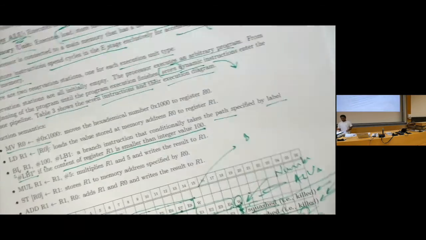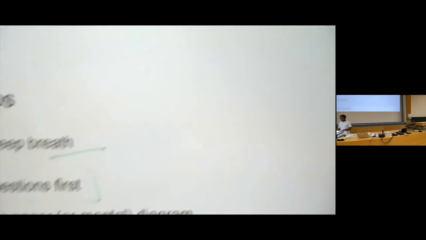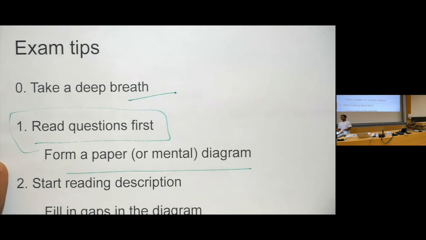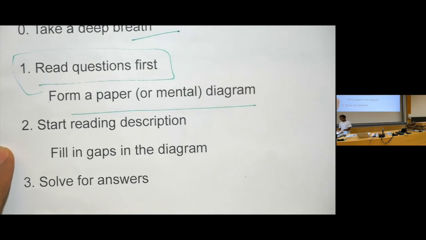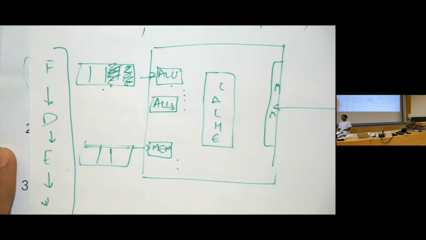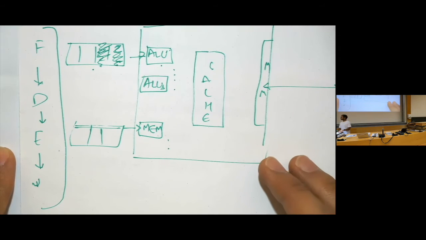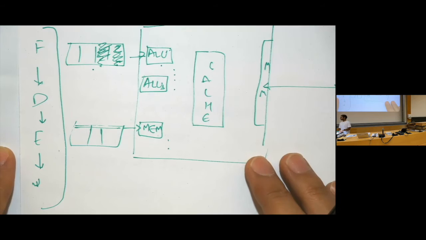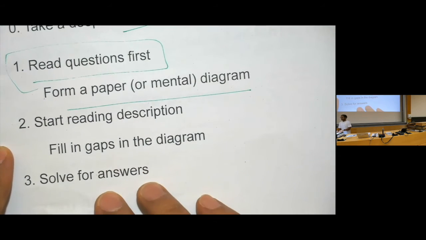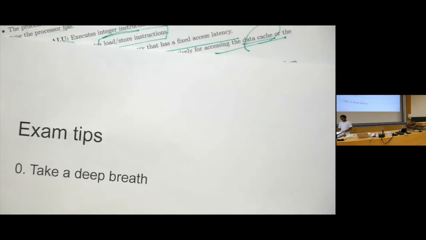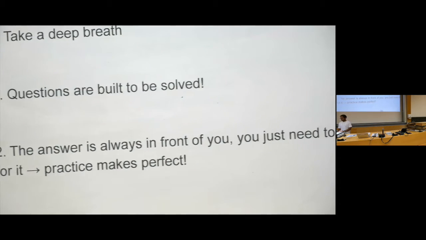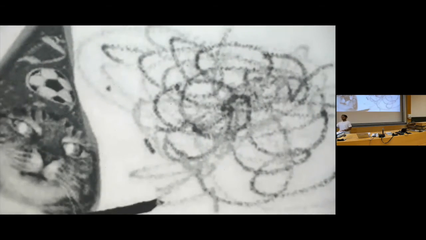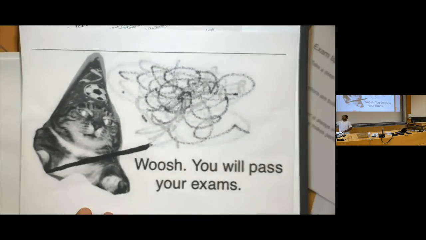All right, so that brings me to an end to this question. Now, once again, I'll quickly repeat the tips. Take a deep breath. Read the questions carefully. Read the questions first. Form a mental diagram so that you understand what's happening. An image really helps you visualize. If you can visualize it, then you can solve it. And then finally solve for answers. Questions are built to be solved. The answer is always in front of you. You just need to understand where to look for it. And I wish you all a very good luck.